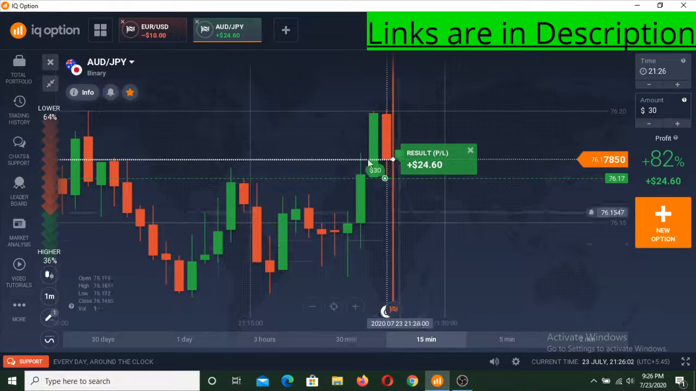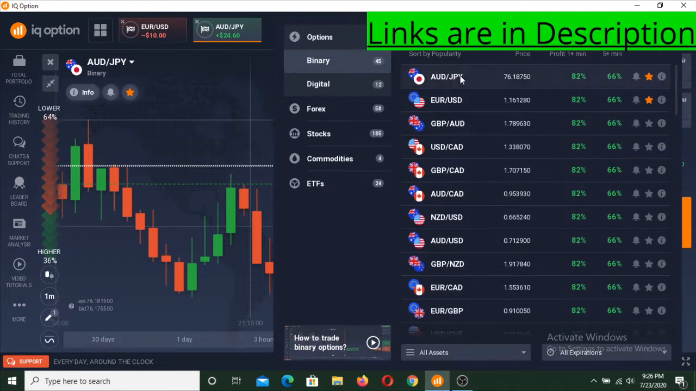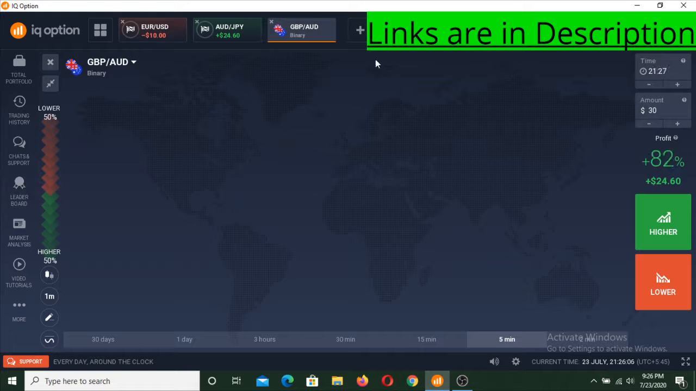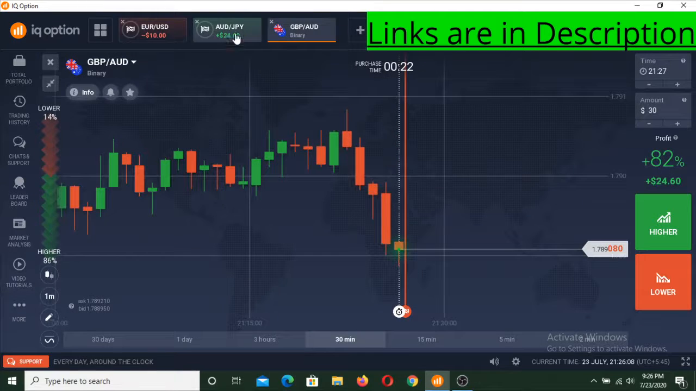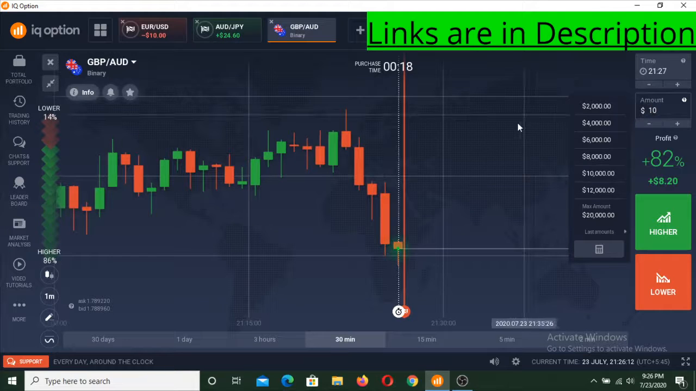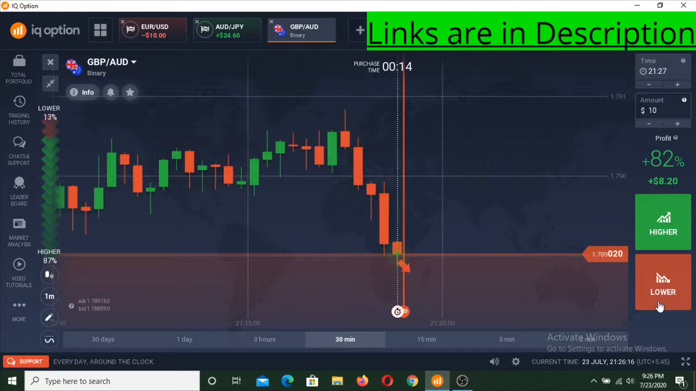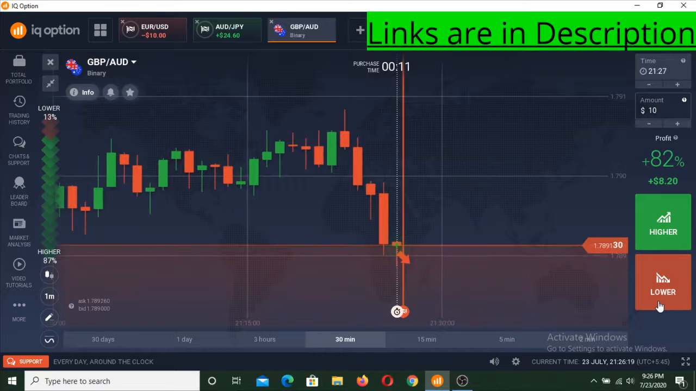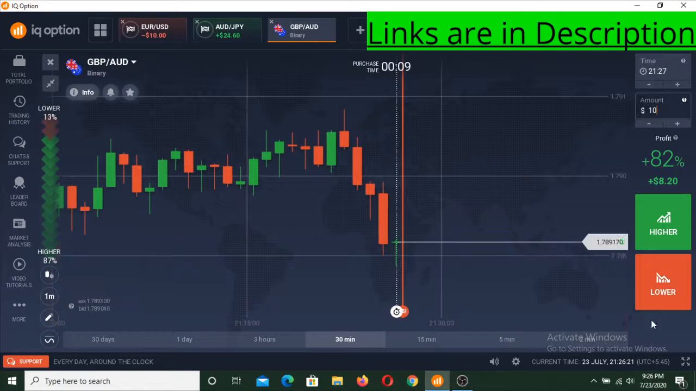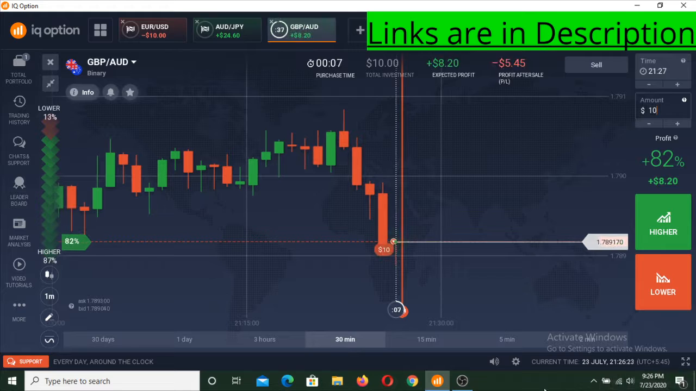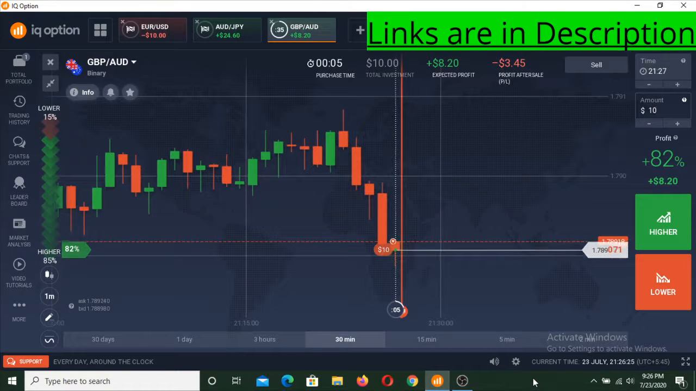So we made a profit in this trade. Now we'll trade in another currency pair, that would be GBP/AUD. We made a profit on our $30 investment. That means we are going to lower our investment to $10 again. The previous candle was red. If suddenly this candle moves up, we are going to make a trade on lower. So it moved, and we just placed our trade here.